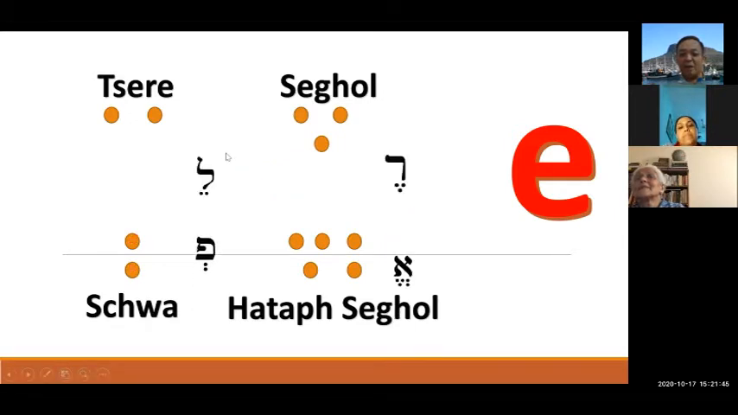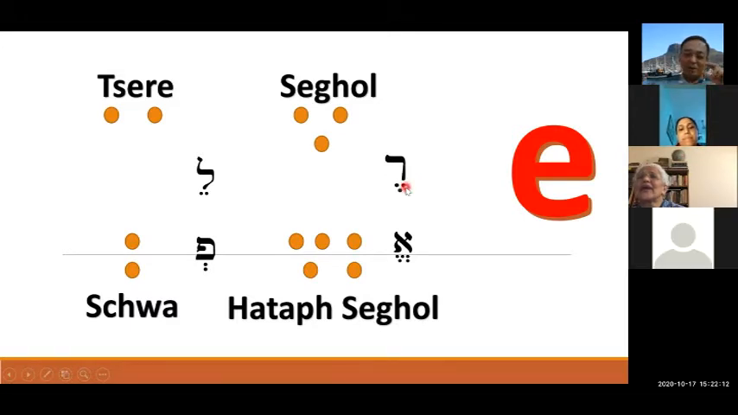Now we have four examples here. Can anyone tell me how you pronounce this? Le. Okay, the sere is a long E vowel, so le. What about this one here? Re. Okay, it's a short E vowel, re.